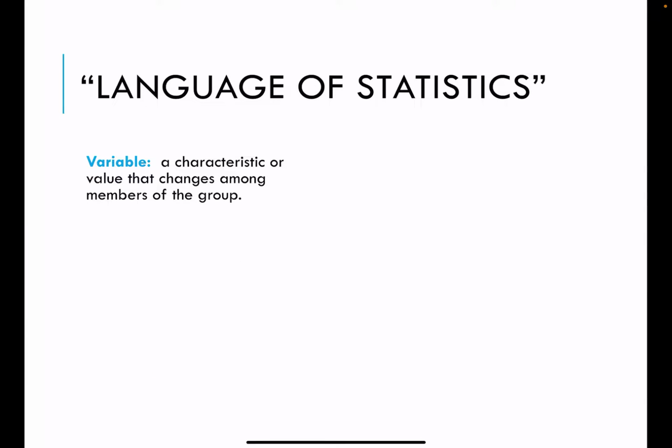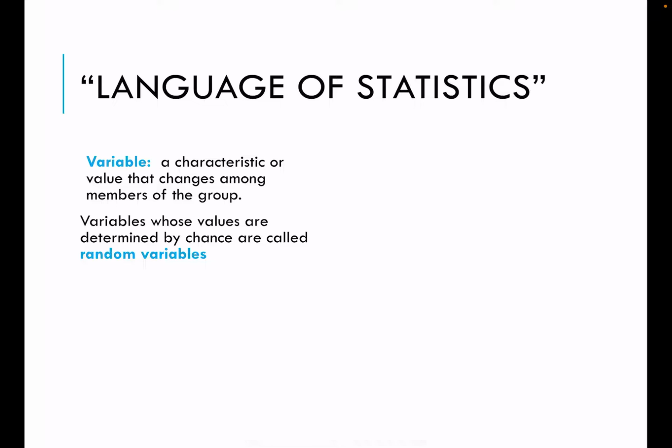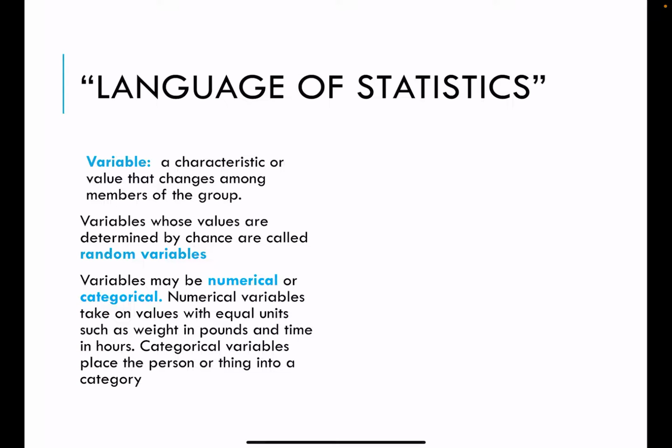In the language of statistics, you will often hear the word variable. Its definition is a characteristic or value that changes among members of the group. Variables whose values are determined by chance are called random variables. Variables may be numerical or categorical. Numerical variables take on values with equal units, such as weights in pounds and time in hours. Categorical variables place the person or things into a category.